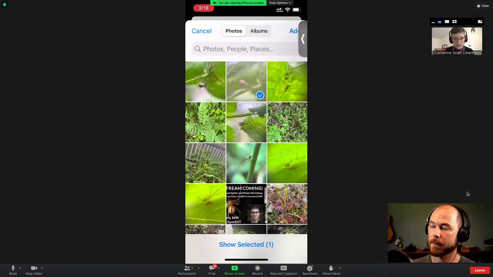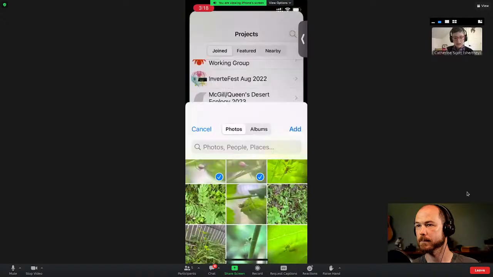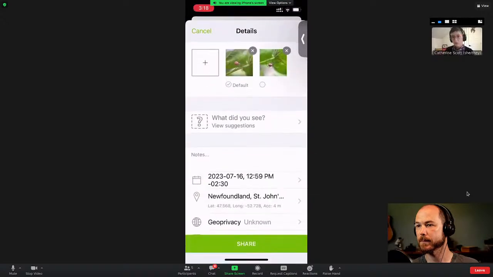So I select that image. I can also select two images. Here I've got two different views of the same spider, which might be useful. So I select those, I click add, and then iNaturalist will create an observation. It's much the same as what we just did. You can change which one is the default image, but both will show up on your observation. You've again got the time and the location. This has a very specific lat long.